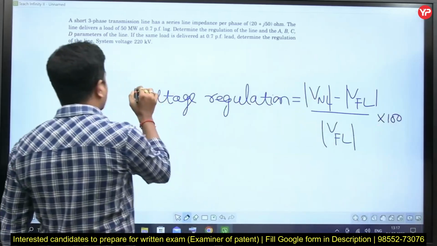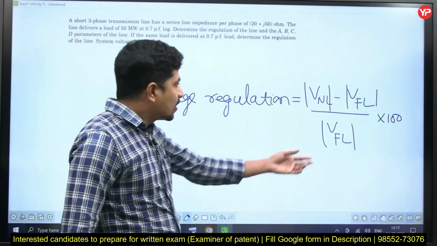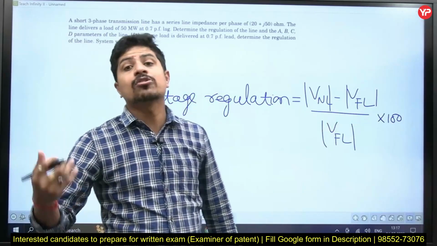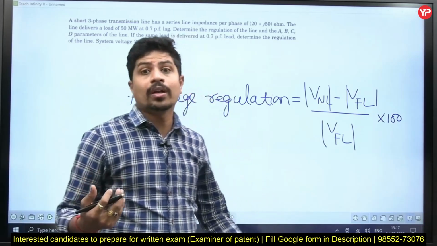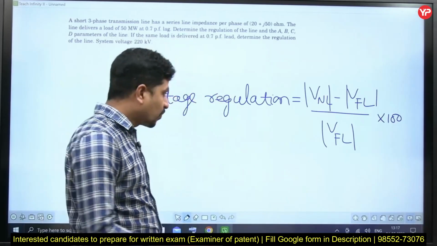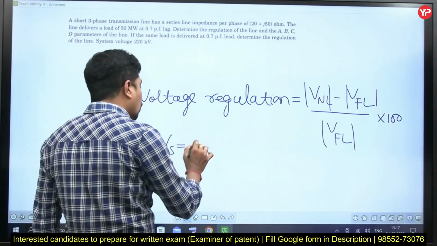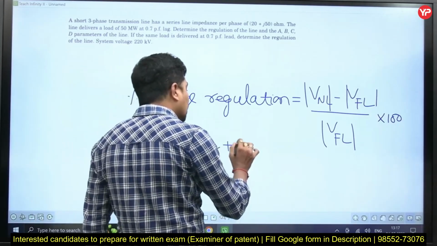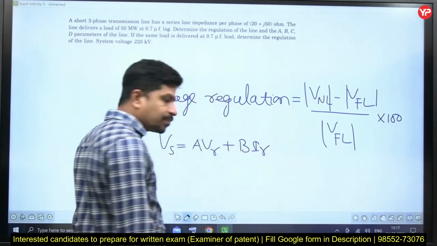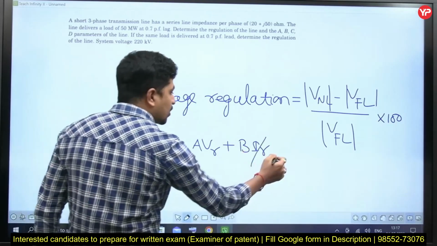Percentage voltage regulation. See, the full load voltage is already mentioned by him, that is 220 kV. Then I have to find the no load voltage. How to get the no load voltage? We know one relationship, that is Vs is equal to AVR plus BIR, right? Under no load, this IR is equal to 0.